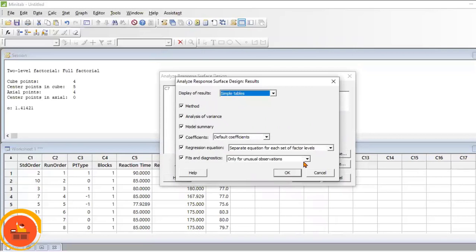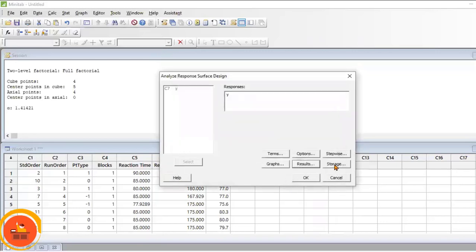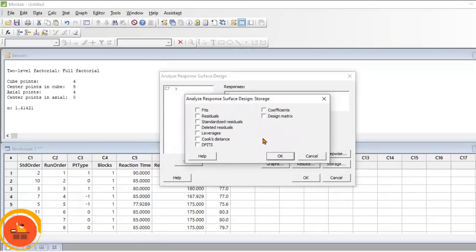Then results. Results are more important. What are the outputs which we need to have? Analysis of variance we require, and coefficients, determination coefficients, regression equations. What are the fits and diagnostics also we require? I press OK. Then storage, what values do we have to store? Here I will take coefficients, because coefficients are also very important. Fits are required, residuals are required. Standard residuals, deleted leverages, these things are not essential. I will skip them.